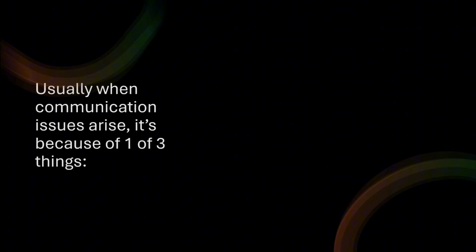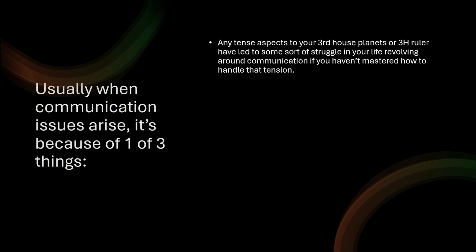And remember, tense planets involve effort and sometimes struggle relating to that planet, while flowing aspects may indicate traits that come a little bit more naturally. And usually when communication issues arise, or issues really communicating or involving your outside world, it's because of one of three things. Number one, any tense aspects to your third house planets or third house ruler have led to some sort of struggle in your life revolving around communication. And if you haven't learned to master how to handle that tension, that can lead to issues.